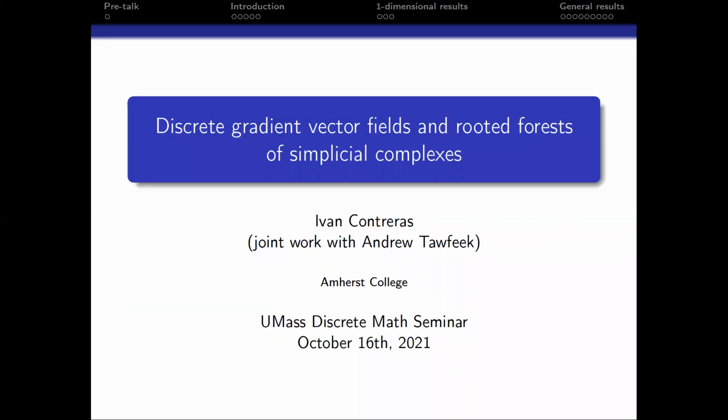So I'm going to be talking about this idea of using Morse theory to do a counting problem, that is, counting the number of gradient vector fields on a simplicial complex. And this is related to a generalization of the graph Laplacian. So there is some content that relates to graph theory in this talk.